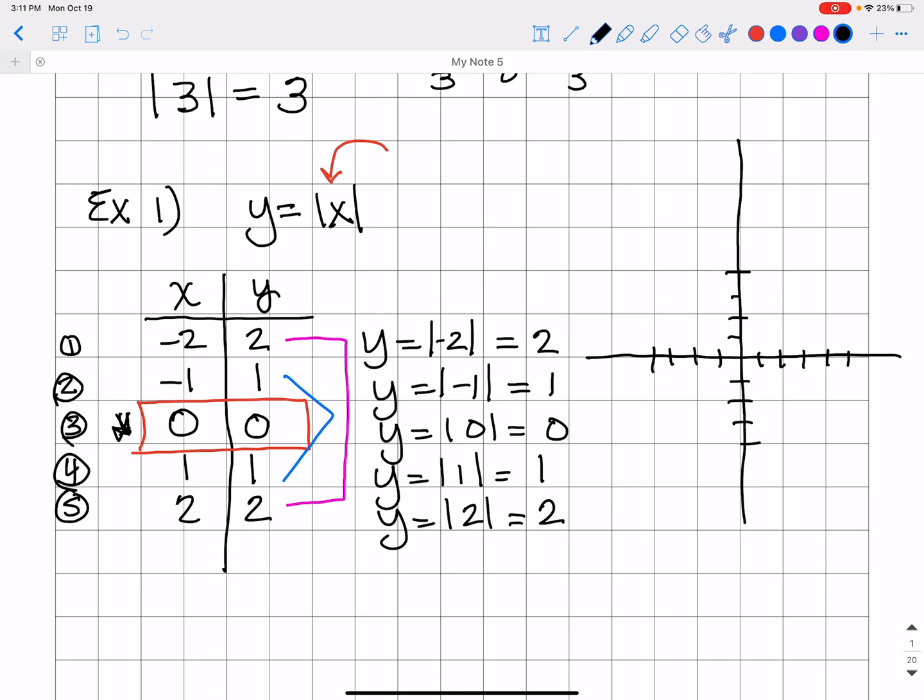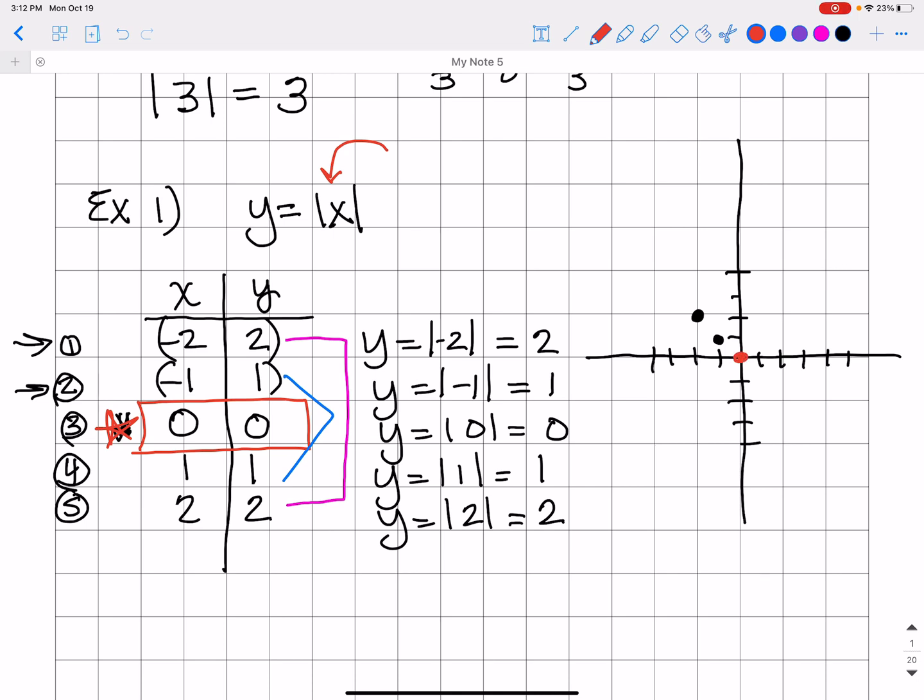And now we have 5 points that we're going to graph. So if you look at this one right here, this is the point -2, 2. So I'm going to graph the point -2, 2, which is right here. Now the next one, on this number 2 row, is the point -1, 1. So I'm going to graph the point -1, 1. Then I'm going to graph my red, my vertex here. This is my hub or my vertex.